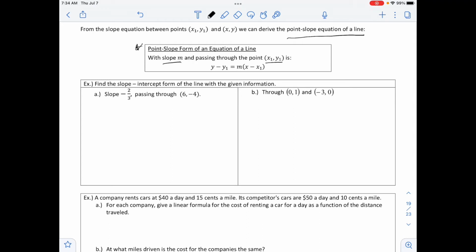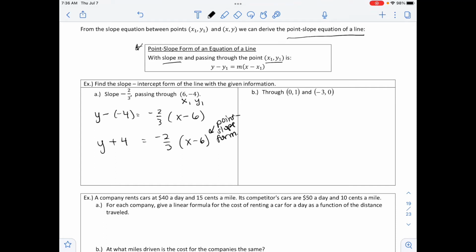For the first one, we have the slope, and we also have a point (x1, y1). So our formula is going to be y minus y1, which is -4, equals m, which is -2/3, times (x minus x1), which is 6. From here, we just are going to clean this up a little bit. We have y plus 4 equals -2/3 times (x minus 6). And this is called our point slope form.